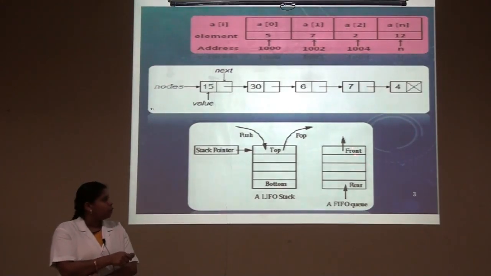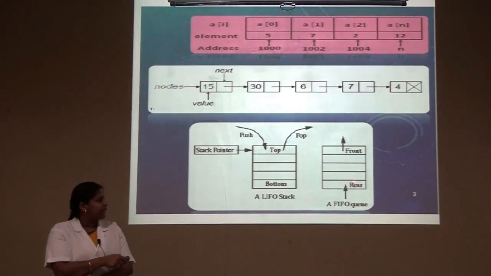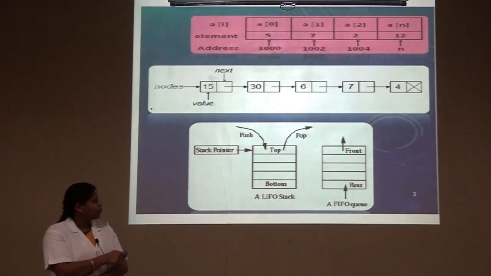So, we have two pointers in the queue structure, rear and front. Similarly, in the stack structure we have two operations called push and pop. Push means inserting an element, pop means taking an element. The pointer which is maintained in the stack data structure is called the top pointer. Through this top pointer, the elements are pushed and popped.